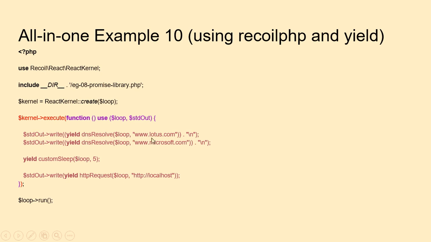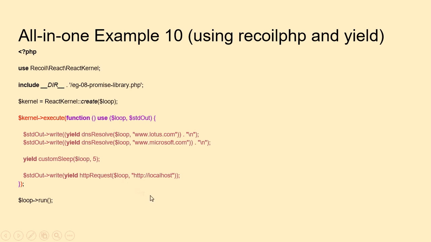So look at this code, 1, 2, 3 lines. And then the custom sleep really is just a one liner. Within a function, this really is a one liner code, and this is what it does. Right? But of course, sorry, let me go into it. I'm using Recoil PHP, the one that's written for React. And because of that, anytime when I create a kernel object and then do a kernel execute and put a callback function inside, this function can be executed in a synchronous fashion and call in a very readable form.